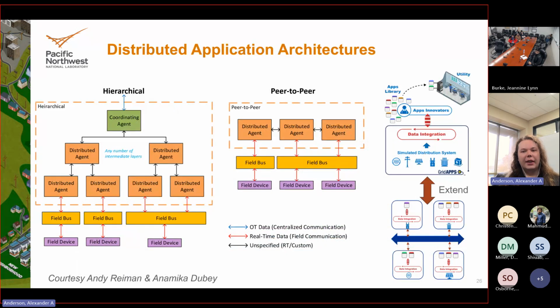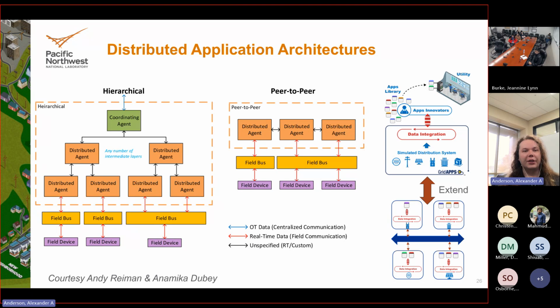Distributed is a very broad word. It can mean a number of different things. It can be hierarchical, so you can have agents where you have a parent agent that talks to lower level agents, and you can spread it out to any number of intermediate layers, and then those agents talk on their local field bus to devices.